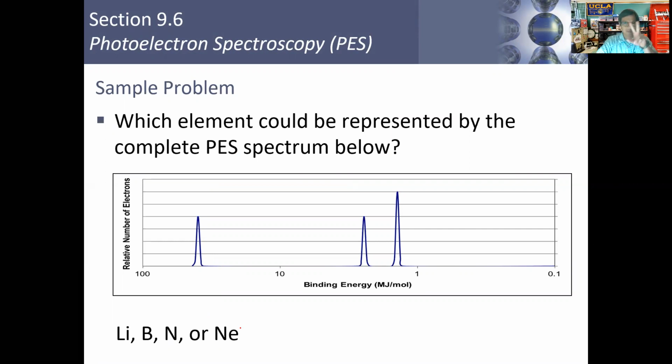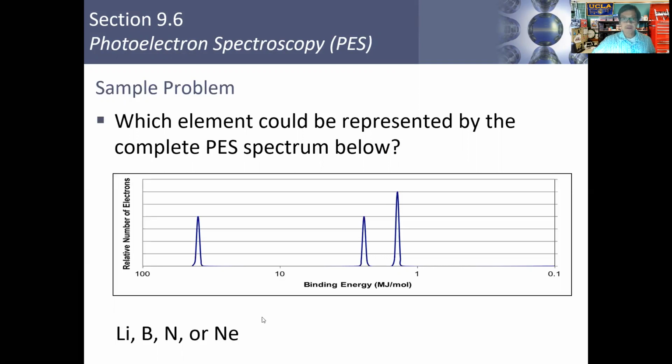I would like you to take a couple of minutes here to try your best with this. This spectrum here represents one atom. We're not overlaying any different atoms here. So does this spectrum represent lithium, boron, nitrogen, or neon? On your paper, what I'd like you to do is identify what atom is represented by this spectrum, and then label the peaks. That way I know that you are going to be aware of which one this is. So go ahead and take a couple minutes to get that done, and then let's take a look at it.